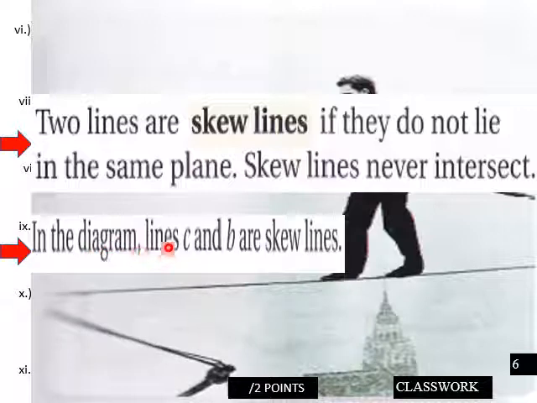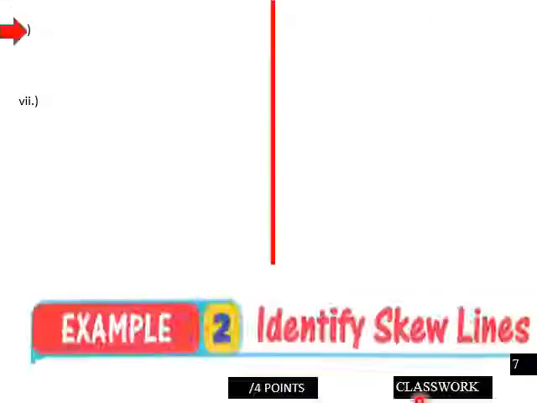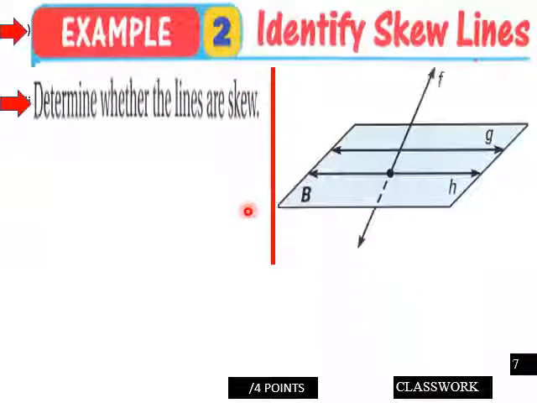In the diagram, lines C and B are skew. This would be, I guess, line C. That would be line B up there. They're skew. They would never intersect. Unless he falls down, they might. Oh, but we're talking here. This line here, C and B, are called skew lines. They're in two different planes. This intersects a plane here, but it continues up. And this is going over here. Page 7 here, example 2, identify skew lines.